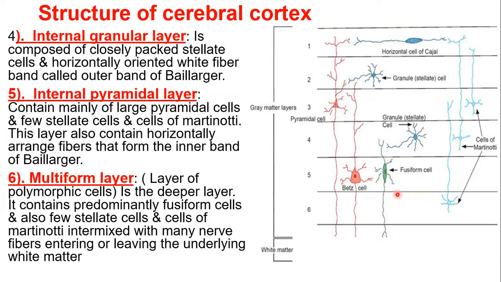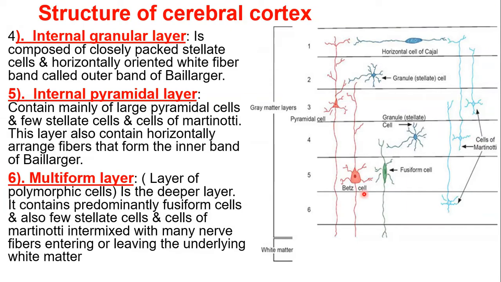So this layer consists of cells of Martinotti, fusiform cells, and the pyramidal cells which are large in size. Small size pyramidal cells are present in the second layer, medium size in the third layer, while the large size pyramidal cells are present in the fifth layer, the internal pyramidal layer. So the internal pyramidal layer also contains the inner band of Baillarger.